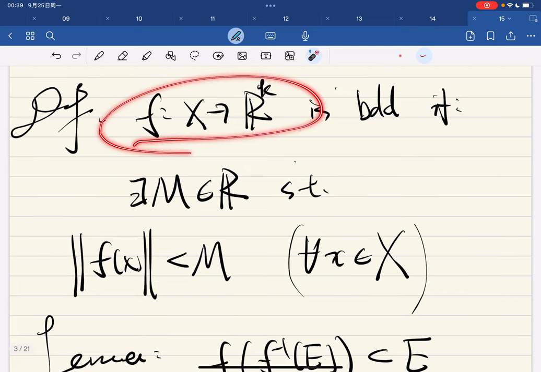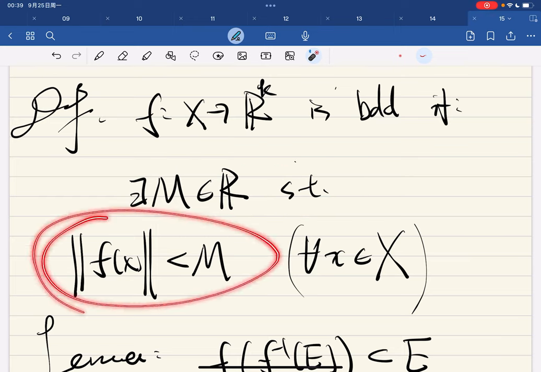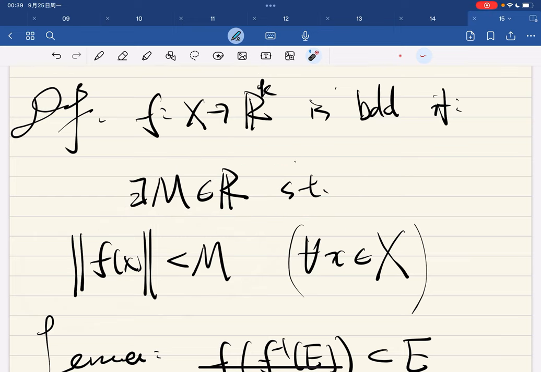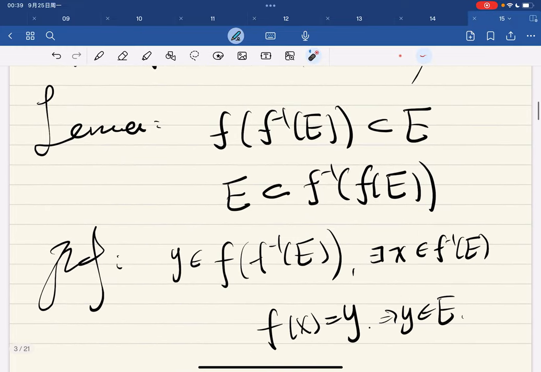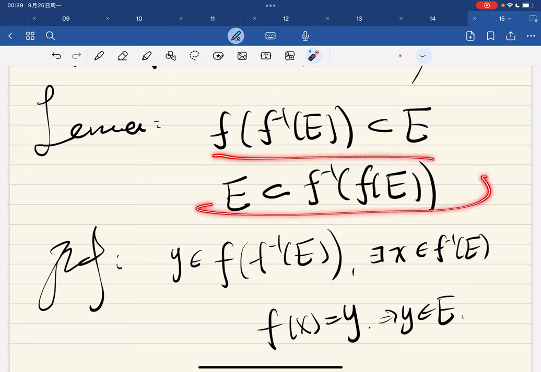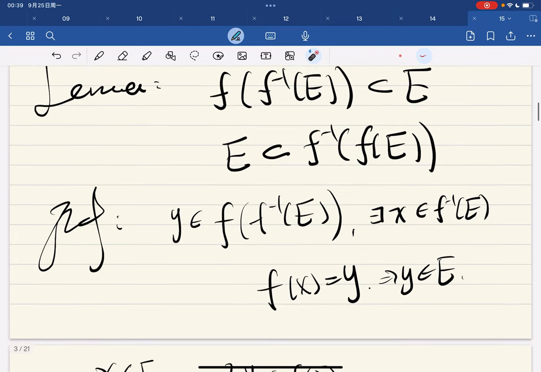If it's bounded, then there exists an M such that this is true. I'm going to use these two lemmas before we prove our other theorems. To prove them is quite easy.